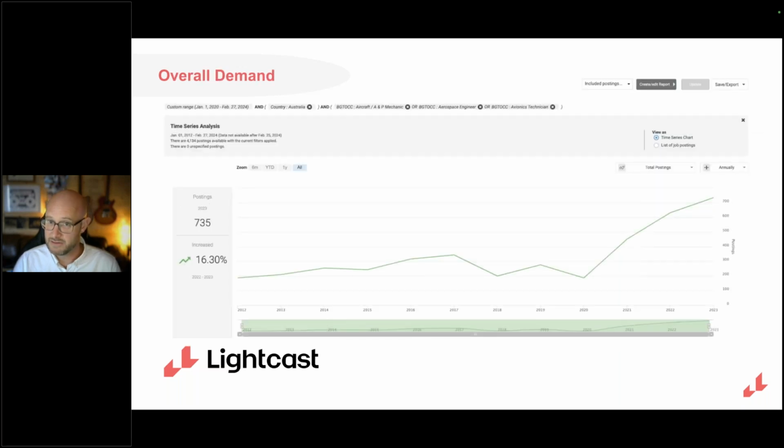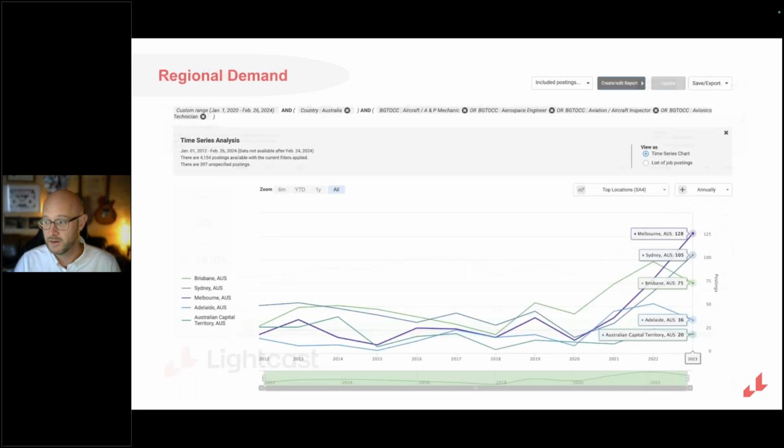By running a time series report within Labour Insight, I'm able to view the demand for these occupations over time, and I can see there's been a steady increase, particularly over the last 4 years. This is a good sign. So it's worth now looking at the demand trends in different regions. Here I've altered the time series report to show me the top 5 locations showing the most demand, and I can see Melbourne and Sydney in particular growing rapidly, making these great spots to consider initially rolling out the program.